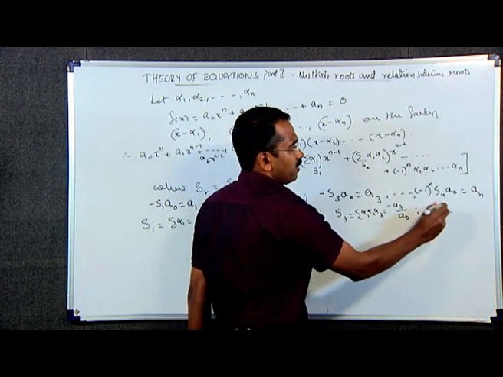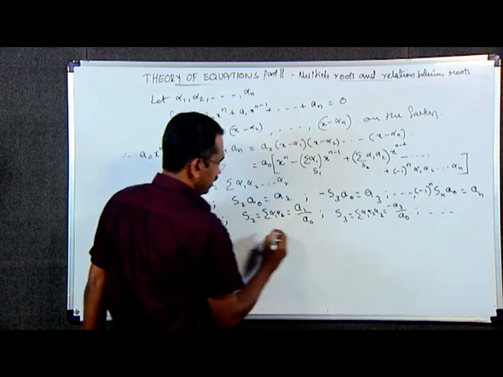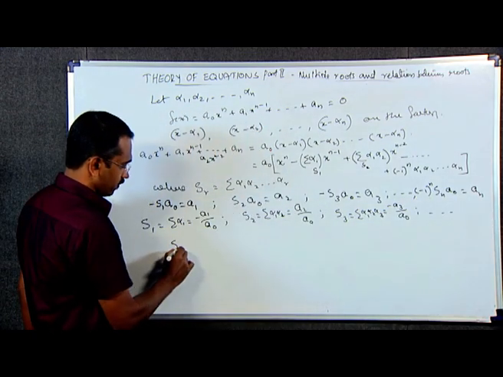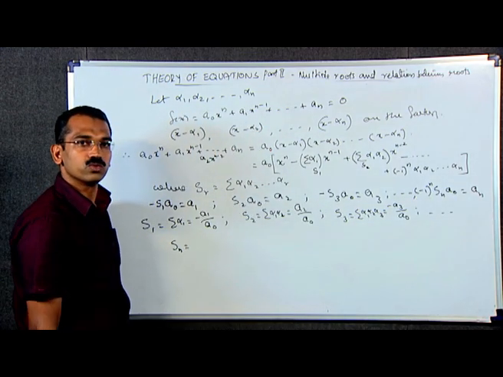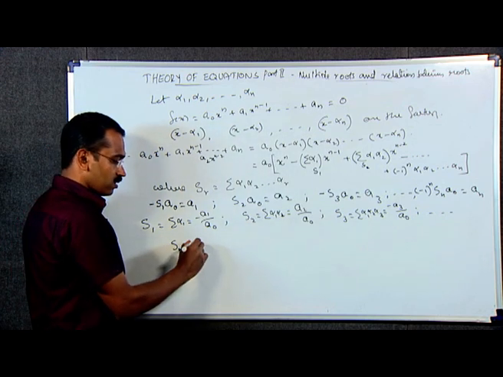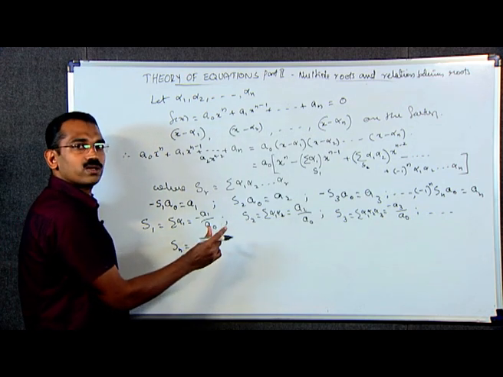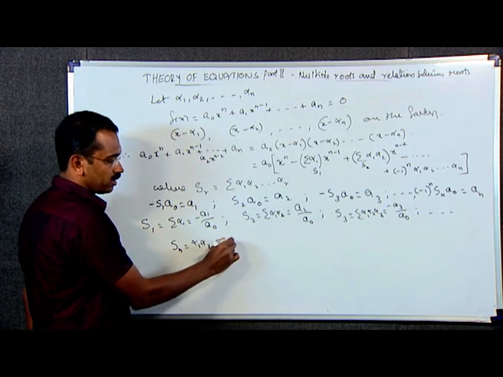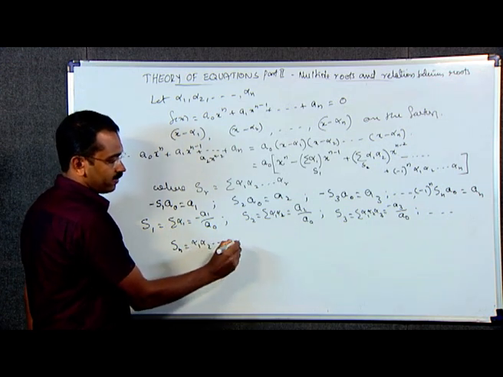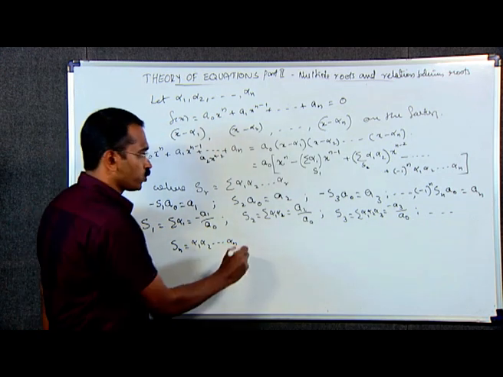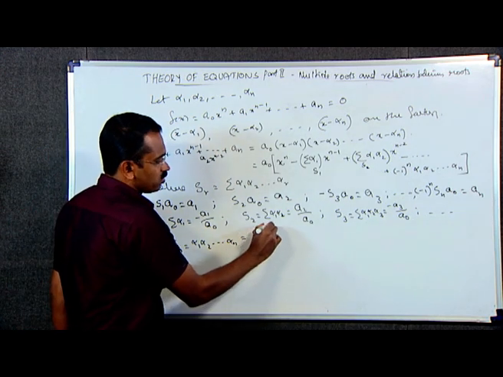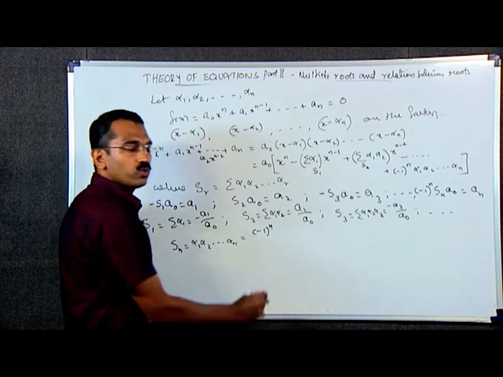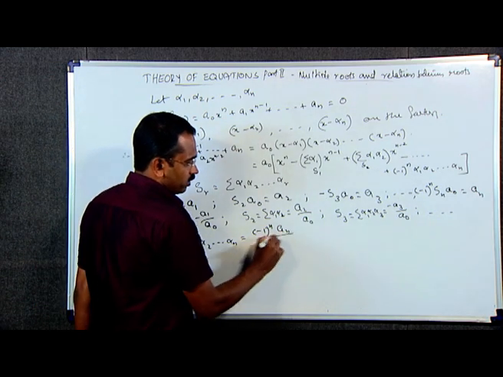etc. From this, we can write Sn as Sn is equal to, Sn means the product of the n roots, that means alpha 1 into alpha 2 into etc. alpha n, which is equal to minus 1 raised to n into a n divided by a naught.